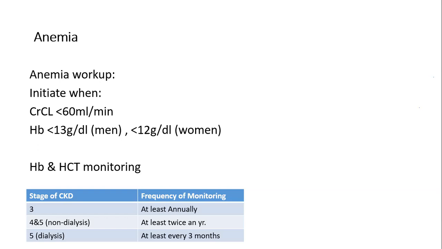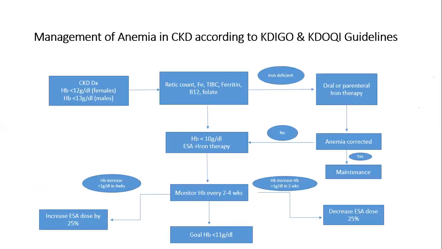So any patient with creatinine clearance less than 60 mL per minute and hemoglobin less than 13 grams per dL in males, or 12 grams per dL in females, you need to do the anemia workup. If it's stage 3, do this workup at least annually. If it's stage 4 to 5, at least twice a year. And if it's stage 5 or dialysis, the workup should be done every 3 months.